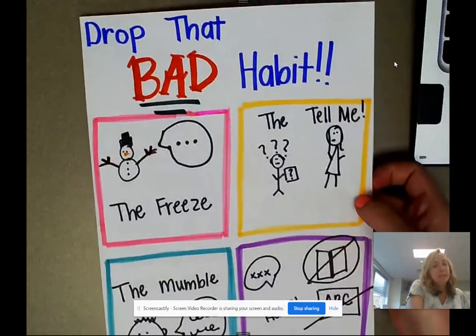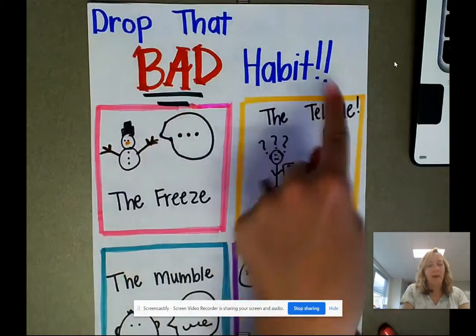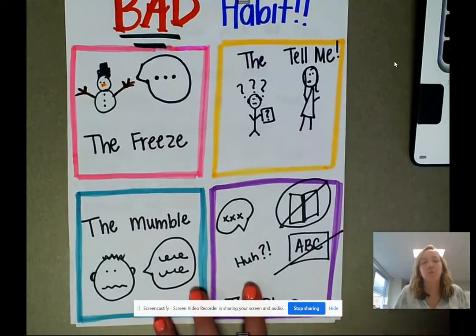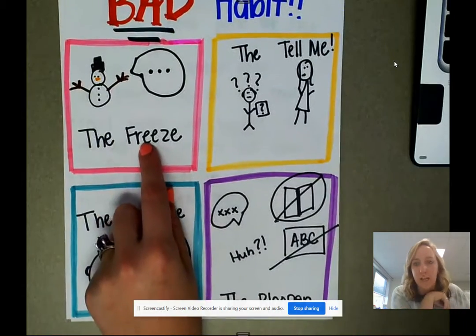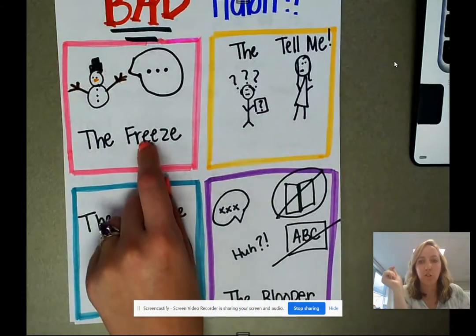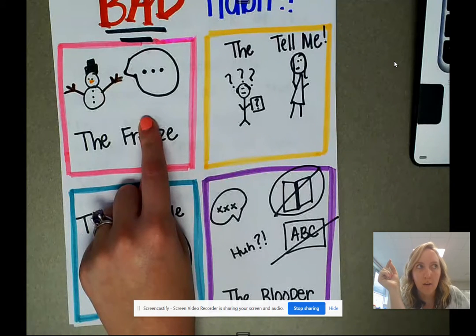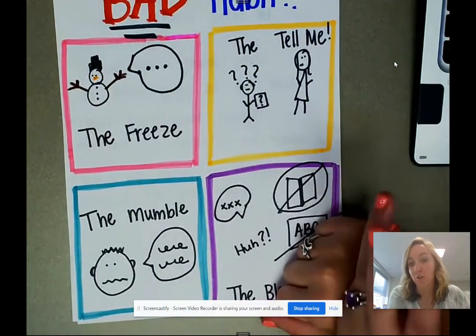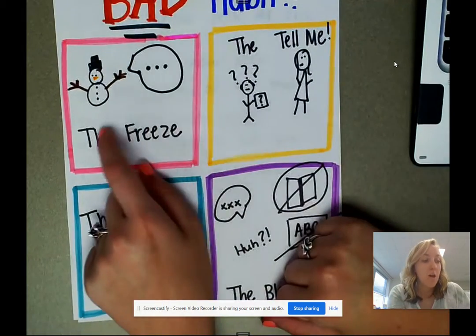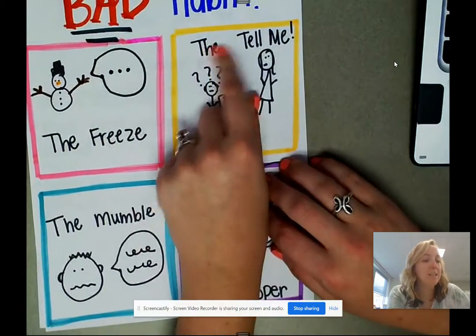So this is the bad habit anchor chart that I made. And it says, drop that bad habit. Now I'm going to model for you each of these bad habits. So we have the freeze. And that's where you get to a word and you freeze. You blankly stare. You have no idea where to even begin to solve that word. That's the freeze. And then I drew a snowman to show because snowmans are frozen. So the freeze. You don't know what to do. You just freeze.